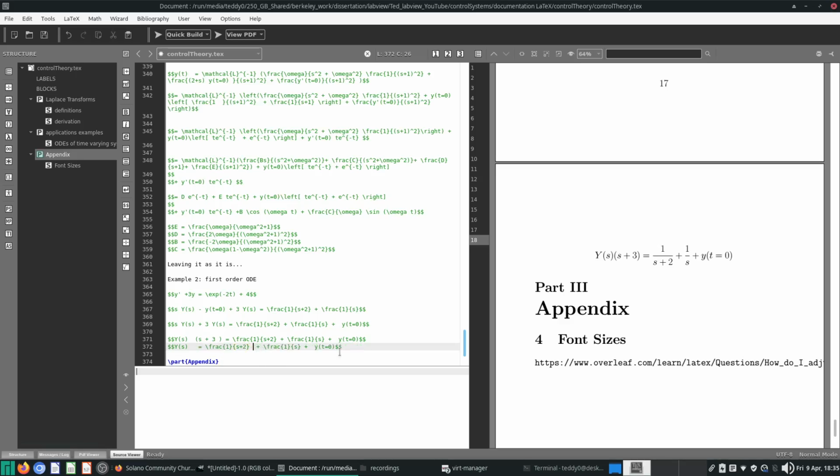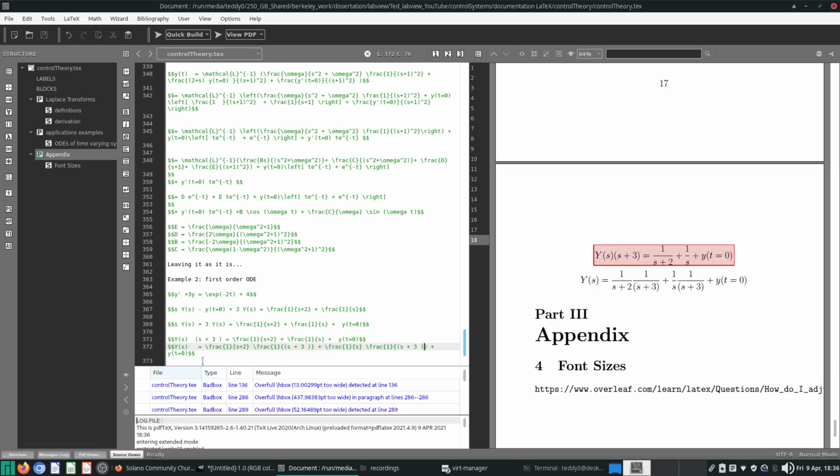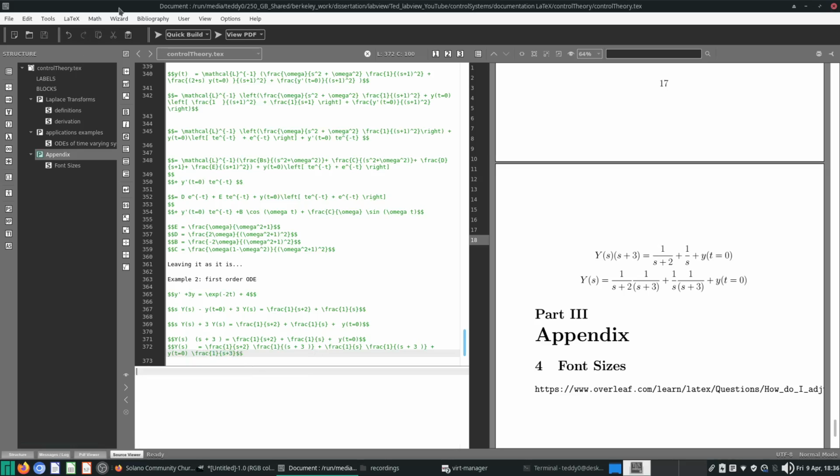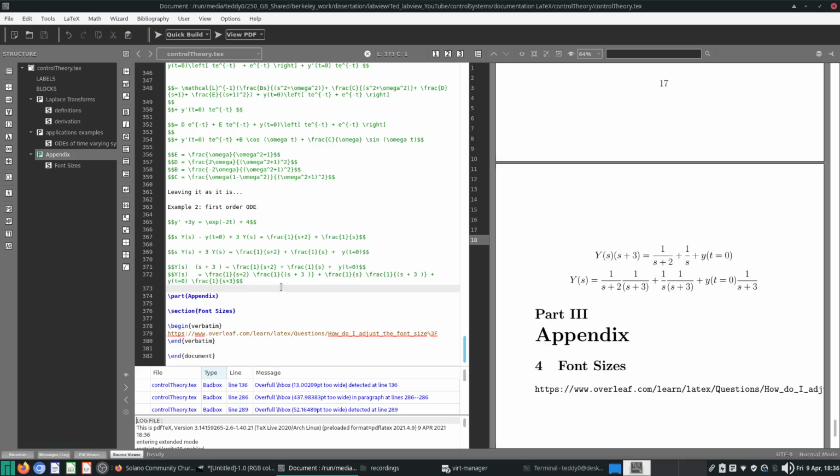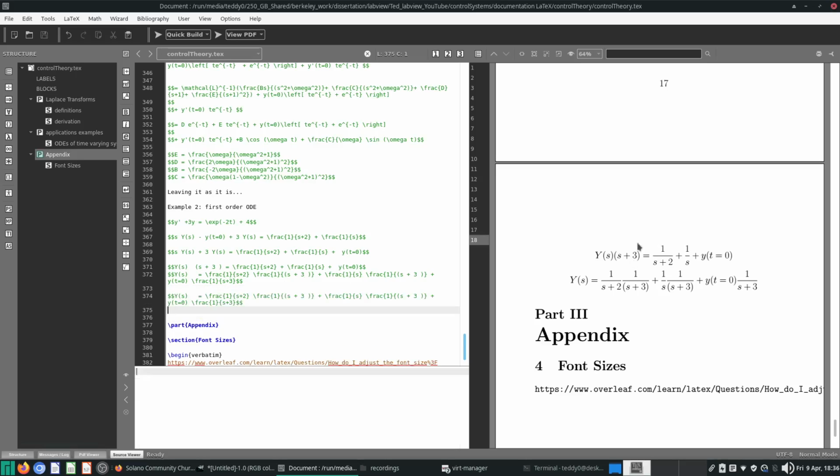Partial fraction 1 over s plus 3, and then partial fraction 1 over s plus 3, and then the last one also has partial fraction 1 over s plus 3. Okay, you see that the solution comes about pretty quickly if you use Laplace transform for a time-varying ODE initial value problem.